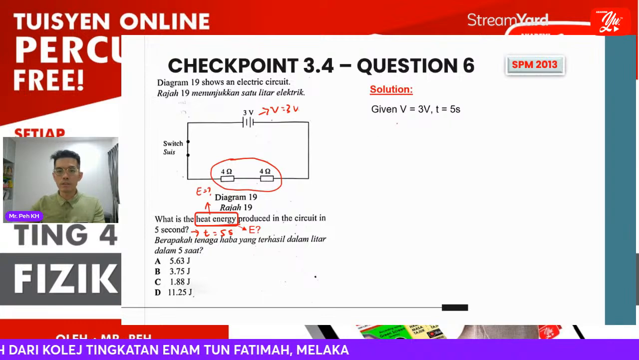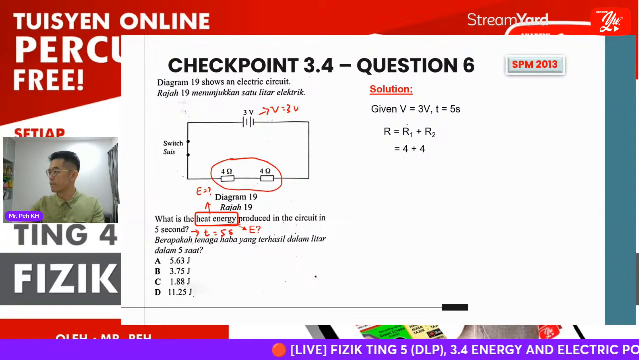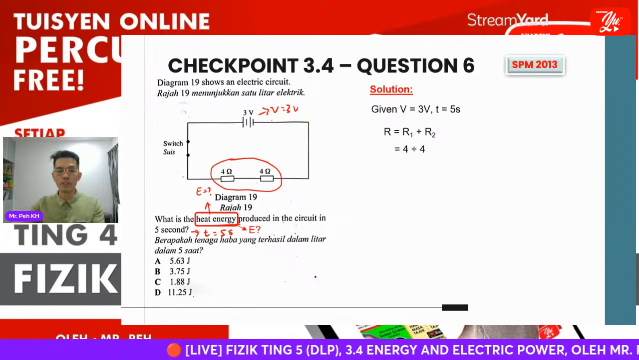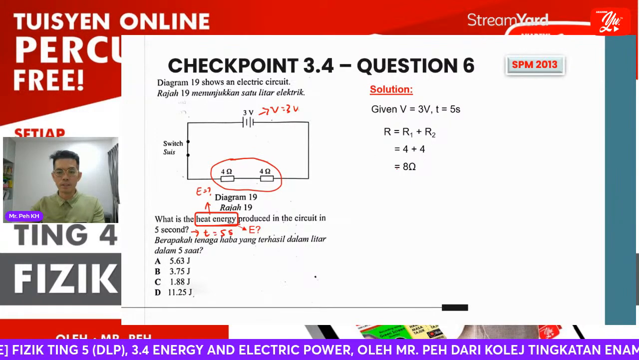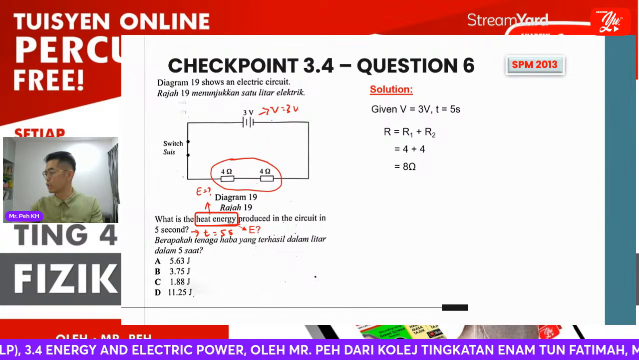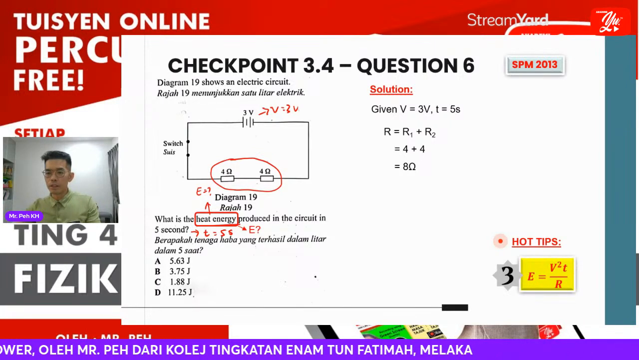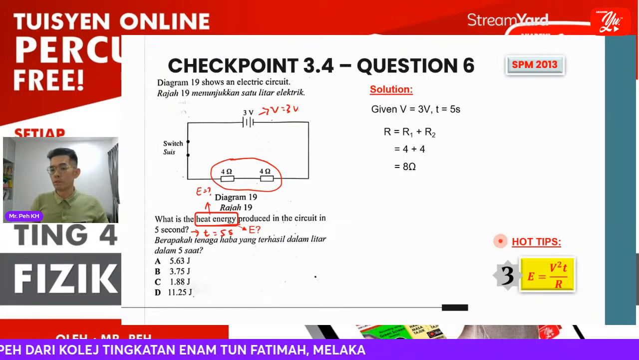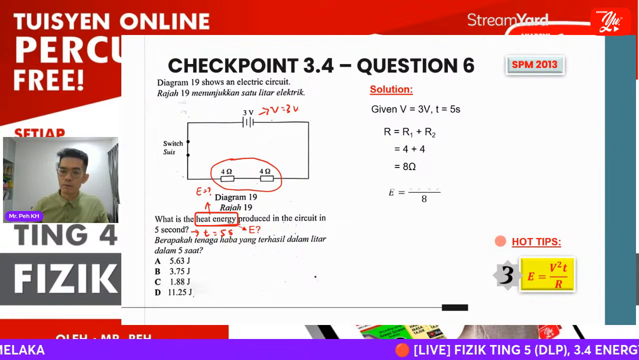Okay, so here the question gives us 3 volt and 5 seconds. So as mentioned, we need to find the effective resistance. So where is arranged in series? So here will be 4 plus 4, there will be 8. Okay, so what is the equation we should choose actually? Here you can choose the equation we discussed just now, number 3. Okay, so V squared T over R. V squared T over R.